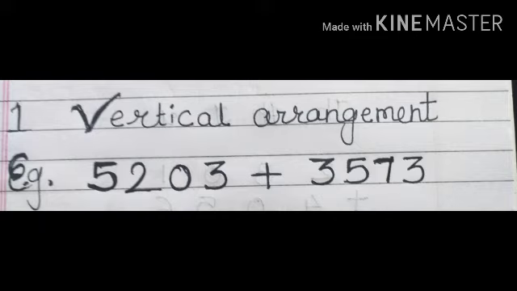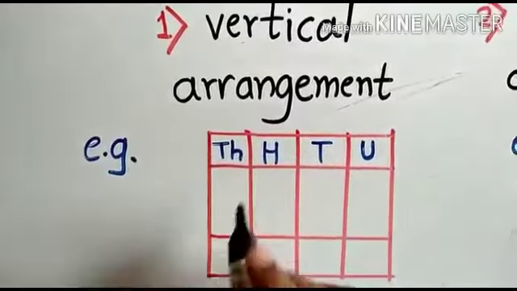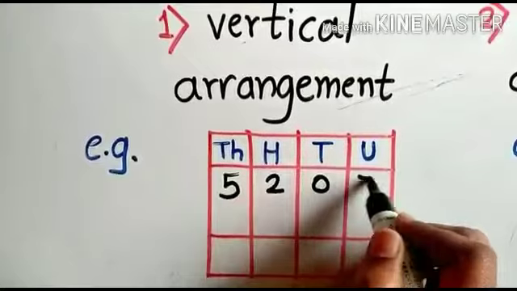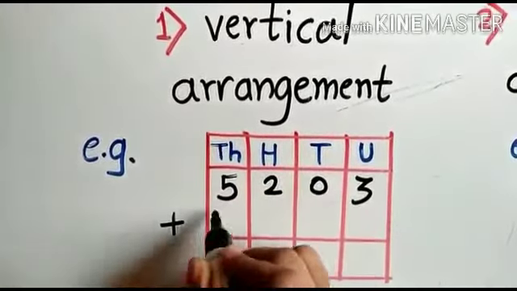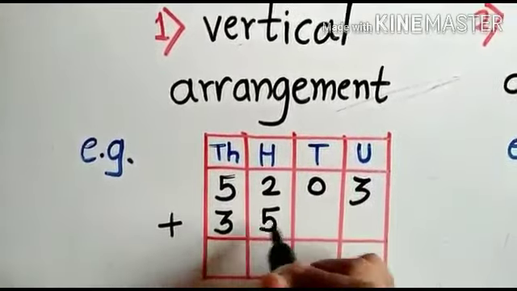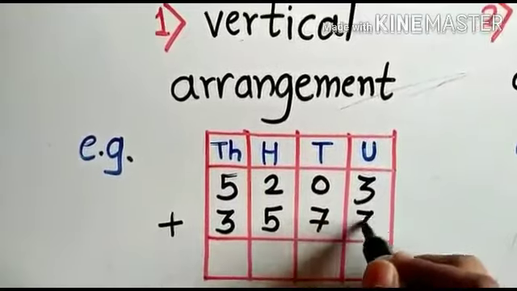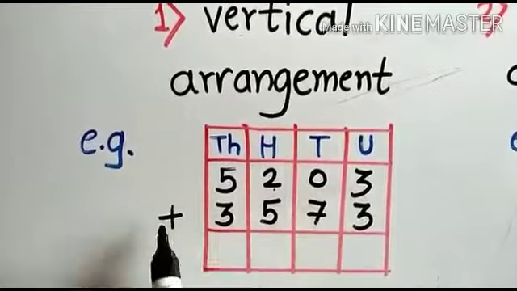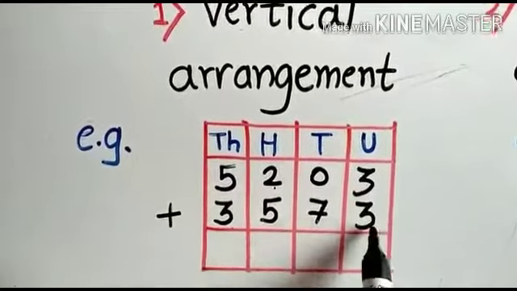The first example is given: 5203 plus 3573. So first we have to arrange both the numbers in vertical arrangement. So how will we write the given sum? Now we will arrange both the numbers place wise, write both the numbers properly according to their places and write the number one below the other. So you can see here 5203 plus 3573. You have to put the plus sign in between both the numbers.